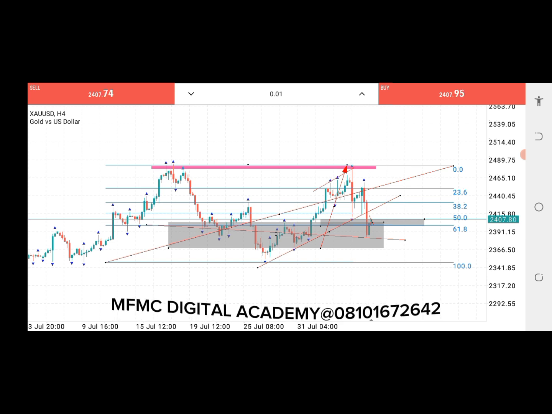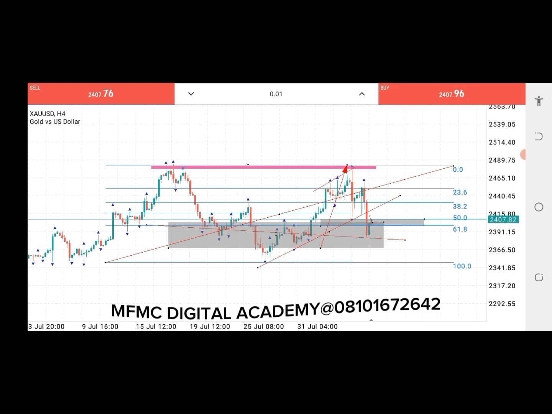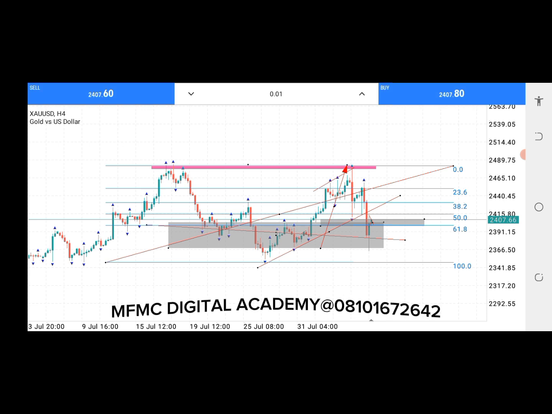You should look for places where there will be rejections, like 23.6. Now there's a rejection in that area, so you put your resistance in that place, or you use 38.2. Hope you understand. All these are rejection areas where rejections have occurred in the past. But 50.0 and 61.8 have the stronger rejection areas.